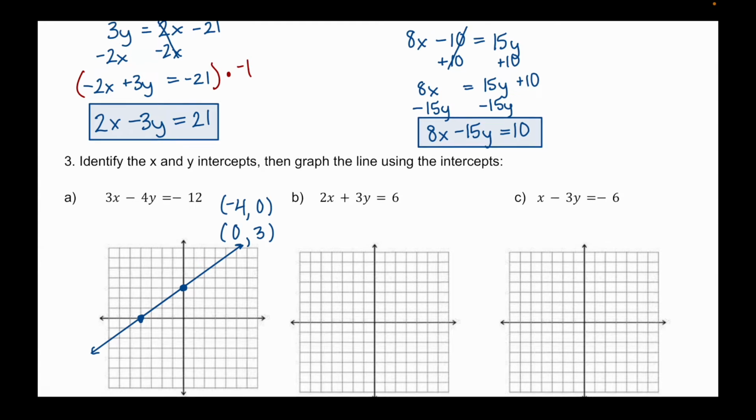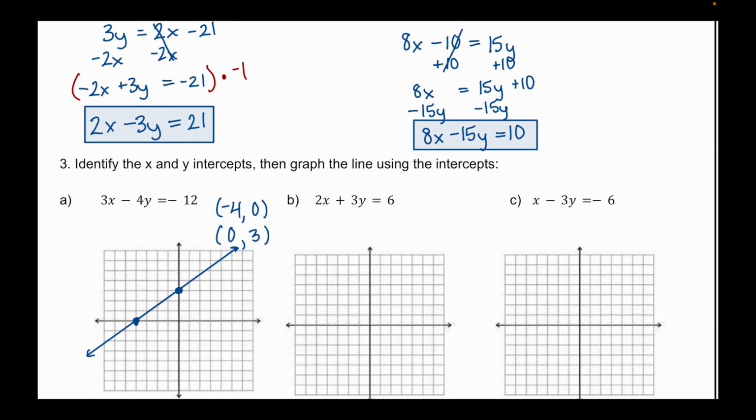So we're going to do the same thing for B and C. I guess I should find the x-intercept first. So I'll leave x alone and plug in 0 for y. We have 2x equals 6. So that means our x value is going to be 3 when we divide both sides by 2. And then if we plug in 0 for x, we get that 3y equals 6, which means y is going to be 2.